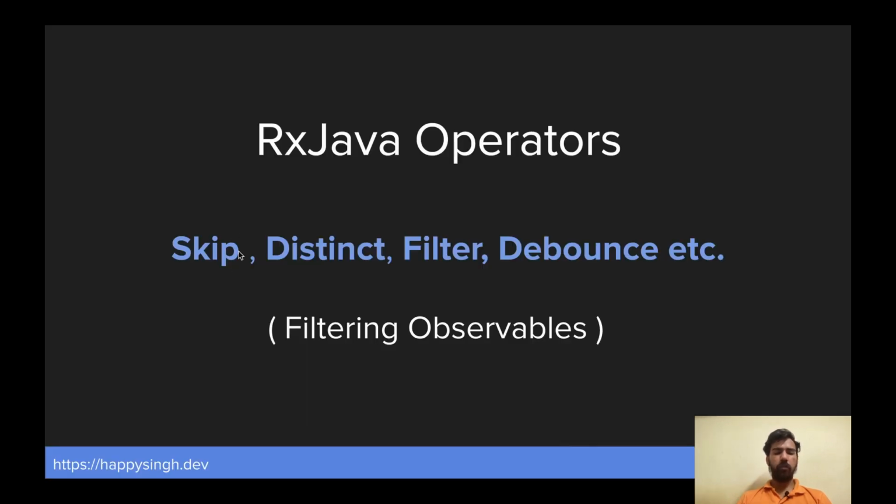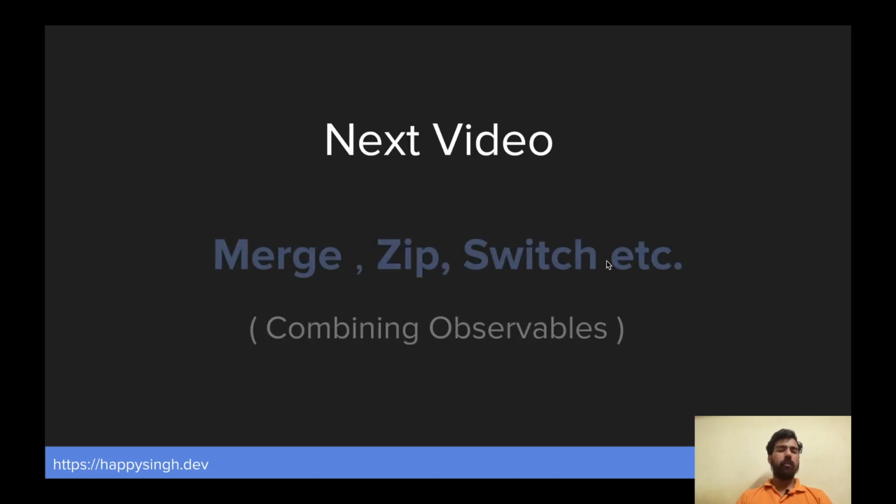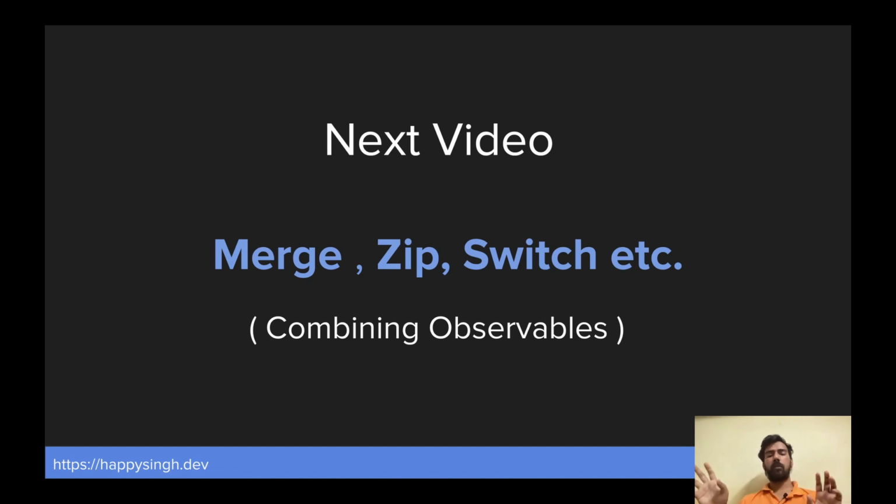Today we have learned about skip, distinct, filter and debounce. In the next video we are going to see combining observables. You will have multiple observables, you will combine them and you will generate one single output. That will be covered in the next video.